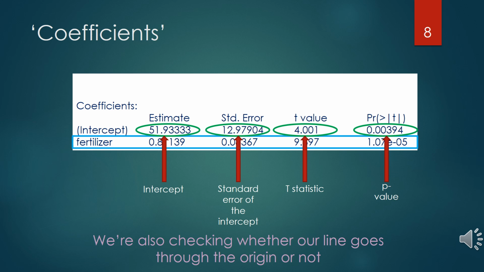The top line of the R output refers to something else that we're testing in regression, whether our line goes through the origin or not. More specifically, we're testing whether the intercept equals 0. The first value here is the estimate of the intercept, the standard error of the intercept, the t-statistic calculated to test whether the intercept is significantly different than 0, and finally the p-value for this t-test.